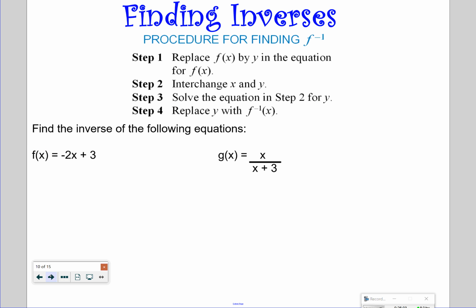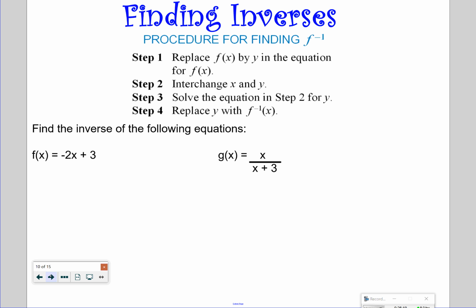Okay, the next thing that we're going to talk about is how to actually find an inverse. So we know how to determine if something could have an inverse. We know how to determine if two functions are inverses of each other. So now the last little piece of the puzzle is actually calculating an inverse. And we're going to use a 4-step process.